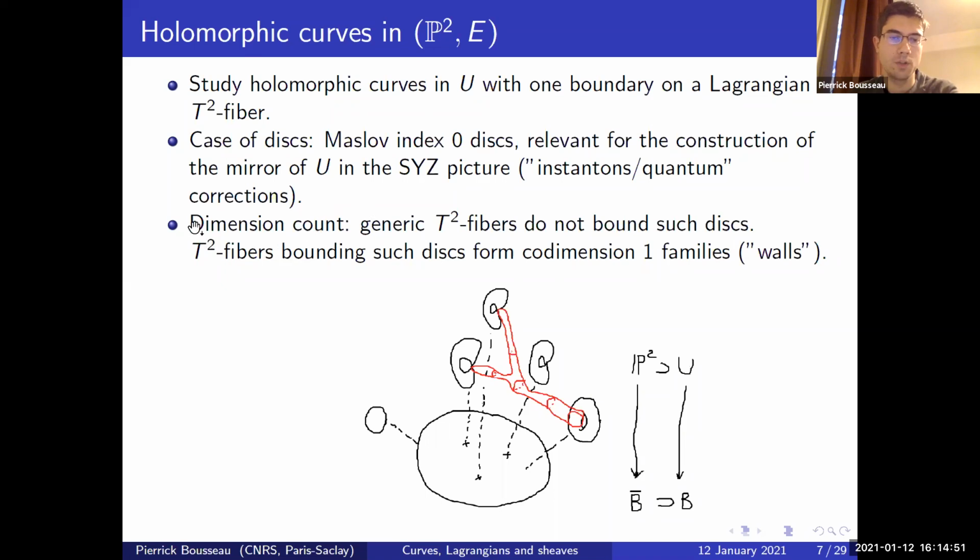So from a dimension point of view, if you do some dimension count, you will see that a generic T2 fiber, so if you fix a T2 fiber of this fibration and you ask, does it bound such a holomorphic disk? You will see just by dimension reasons that in general it doesn't. So generic T2 fibers do not bound such a disk, and the T2 fibers bounding such a disk form codimension 1 families called walls.